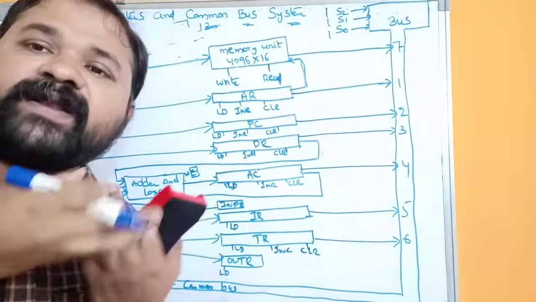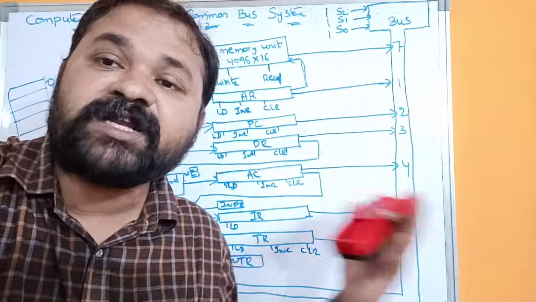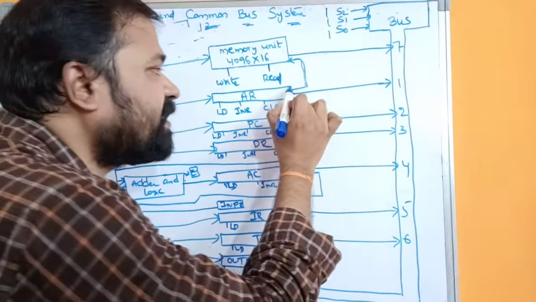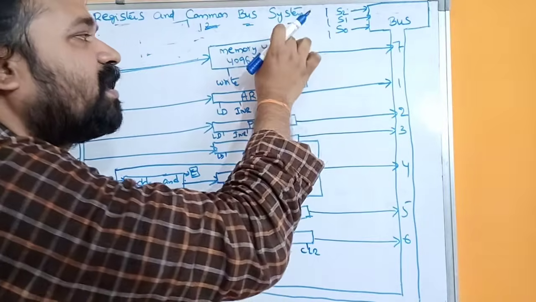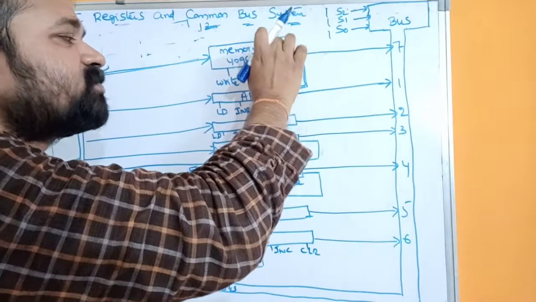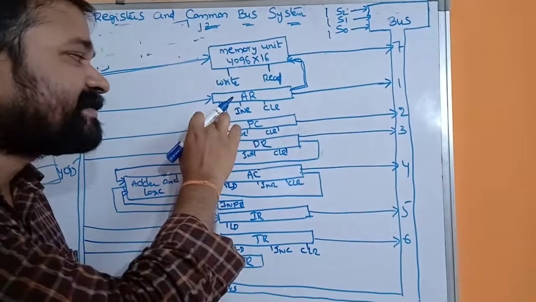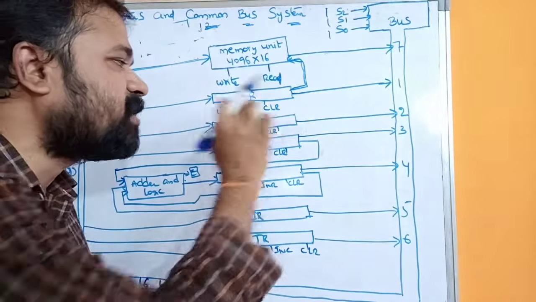But where that operand resides, that operand resides in main memory only. So that's why here we are making this connection, so that this address register specifies the address of the operand which is located in the memory. Address register has three control inputs.